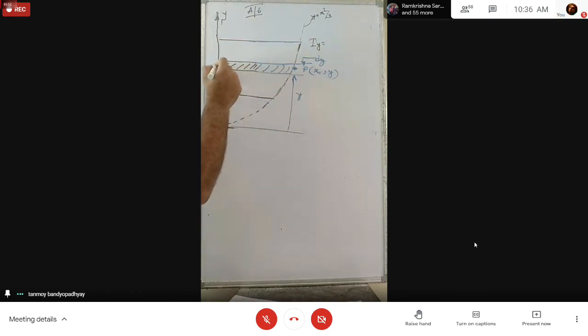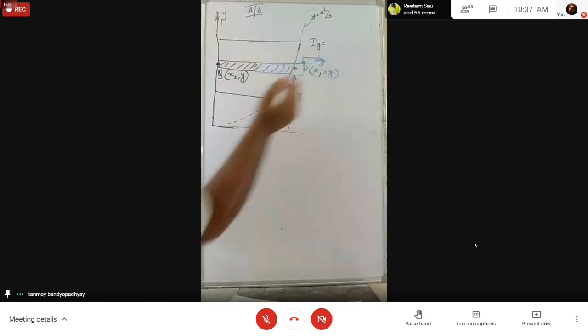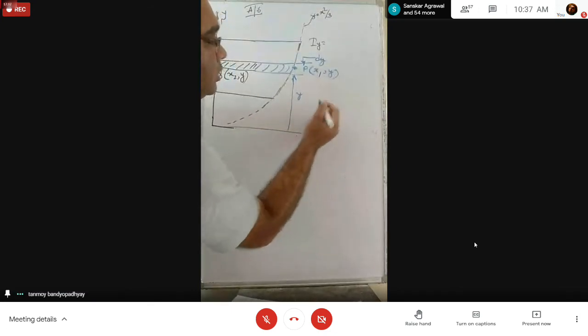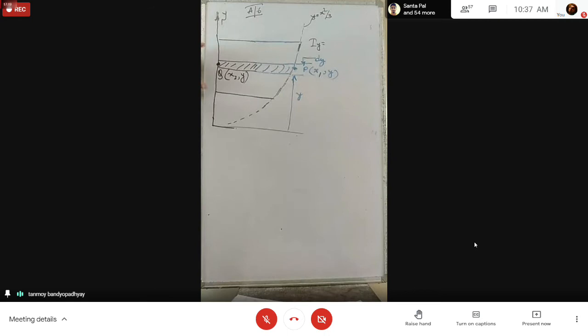So we are taking 2 points: P, x1 comma y, and Q, x2 comma y, at the extremities of the elemental area. So what will be dIY? IY is equal to integration of x squared dA. We won't be able to do that directly because x squared is varying from one element to the other, okay?